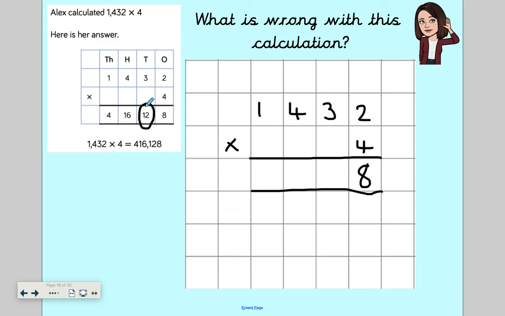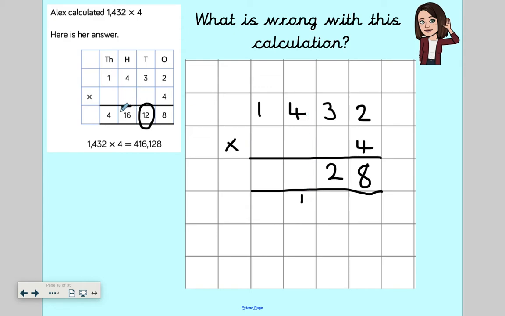Now I can't give anybody an answer because I can't actually hear what you're saying, but I'm hoping at this moment in time you're shouting at the screen that she's not carried it properly. So we must make sure that the 2 goes in and the 1 gets carried. We can't put 2 numbers in one singular column, can we? We know that. So 4 times 4 is 16.